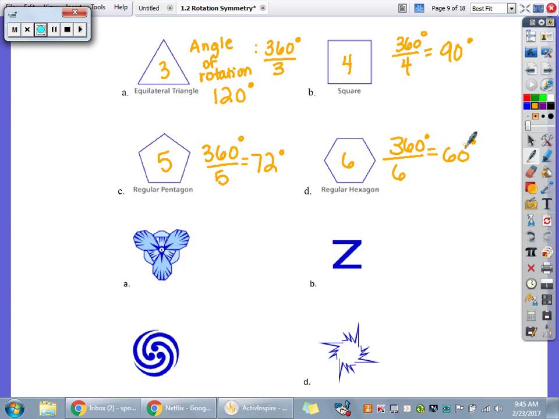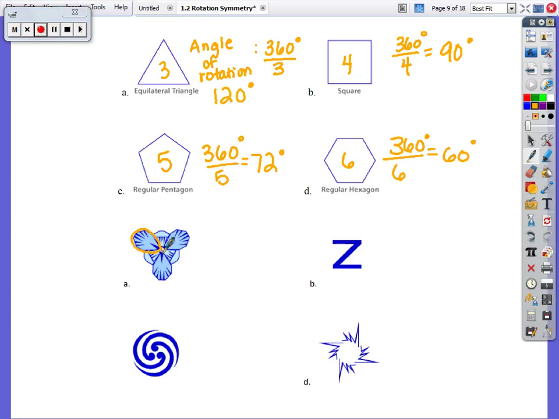With ones like this, where you don't necessarily have sides, it's a little bit more difficult to see. So basically what we've been saying is, if you can see that there's one design that's being repeated, the number of repetitions for that design is going to tell you what your order is. So for this one, your order would be 3. And so in order to find your angle of rotation, you would take 360 divided by 3, which would be 120 degrees.